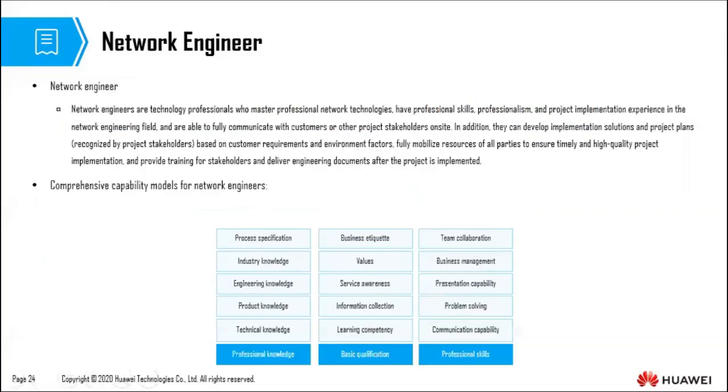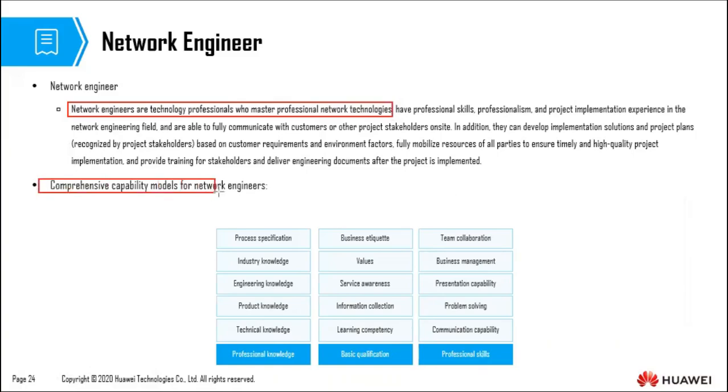So who is a network engineer? Who is a network engineer? When we call you a network engineer, who are you? So network engineers are technology professionals who master professional network technologies. So the comprehensive capability models for network engineers include: you need professional knowledge, you need basic qualification and professional skills.